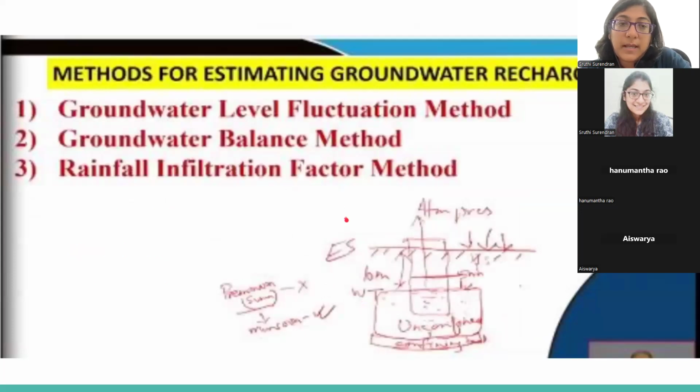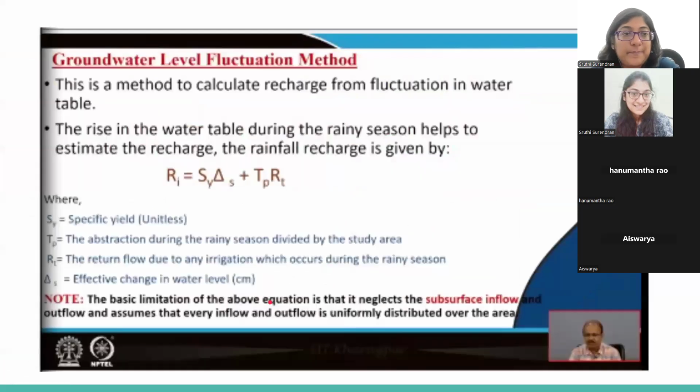Now we'll go into some methods that are used for estimating groundwater recharge. There are three methods that are being discussed in the lecture series here: groundwater level fluctuation method, groundwater balance method, and rainfall infiltration factor method. The groundwater level fluctuation method is based on the rise in the water table during the monsoon season, and it is estimated using this formula.